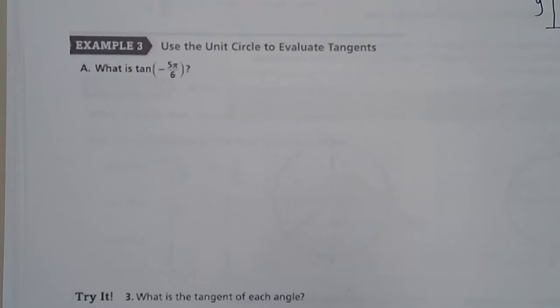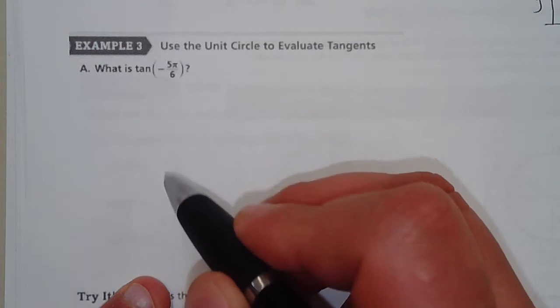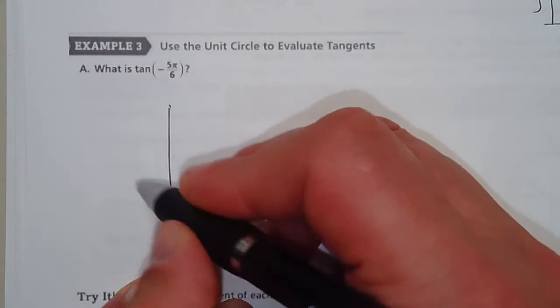All right, so let's look at this here. Again, technically no new information today. Everything we're going to be working with is stuff we've been working on throughout this whole trig unit. So this says find tangent of negative 5/6 pi. All right, so let's draw where that would be.